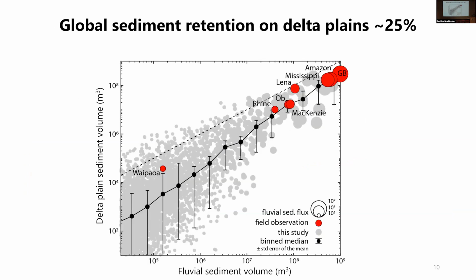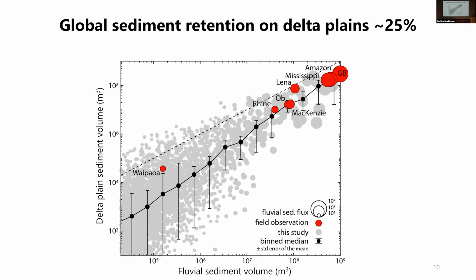And when you have this estimate for individual deltas, you can make plots like this one. So the gray dots are all individual deltas, around 10,000 in this case. What I'm plotting here is the total sediment volume that was delivered to that delta compared to the amount of sediment volume that we can find in the delta plain. The dashed line is this one-to-one line, so of course, obviously, you don't find as much sediment in the delta plain as what was delivered.